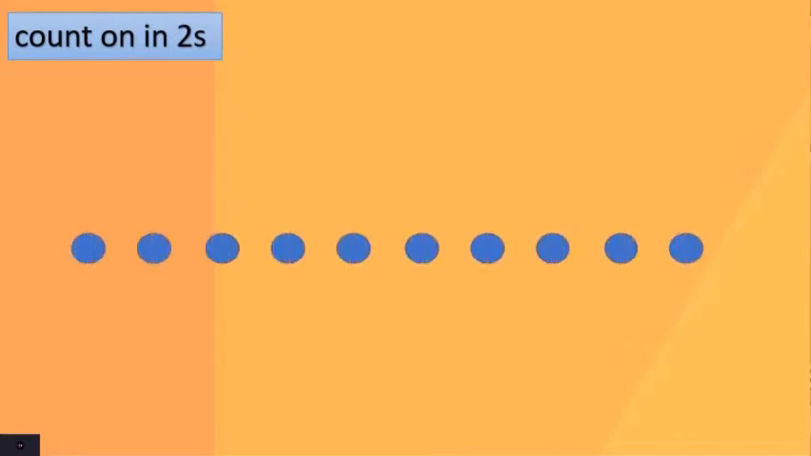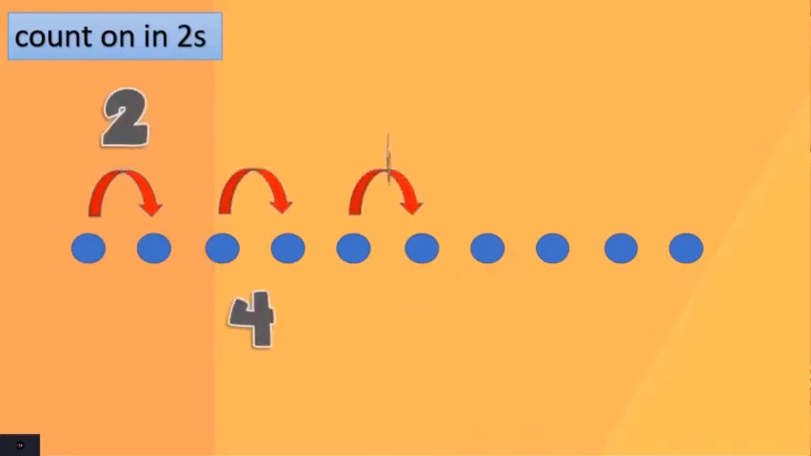You will know that the number is even when you count on in twos. For example, we have here 10 circles. And when you count it by twos, there are no remainders. 2, 4, 6, 8, 10.